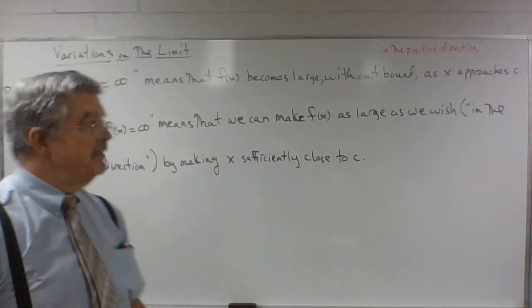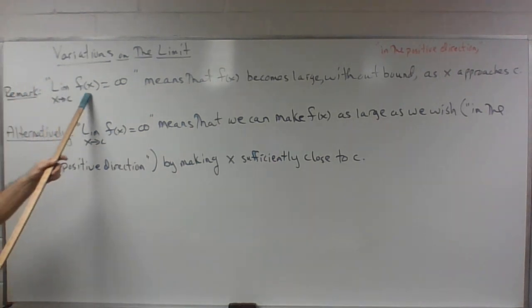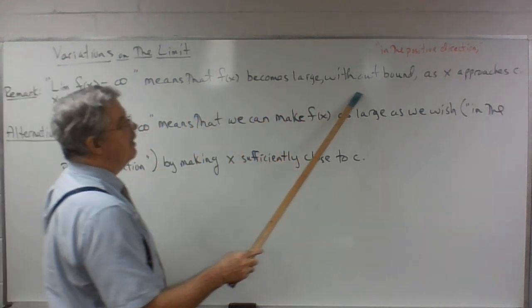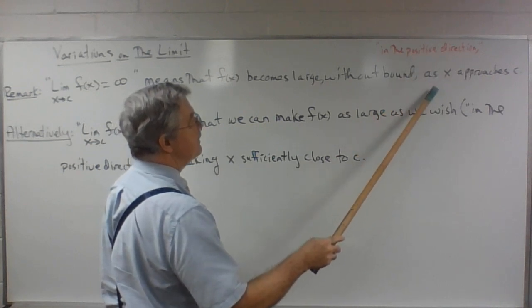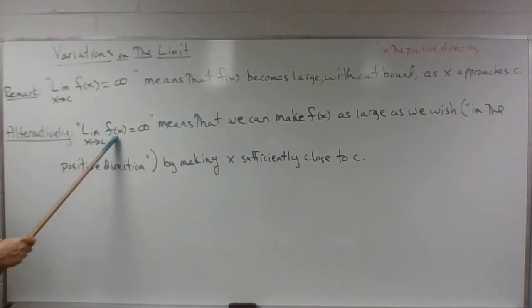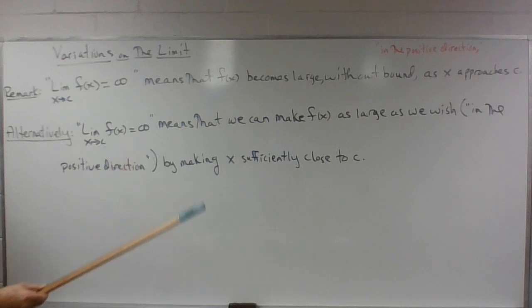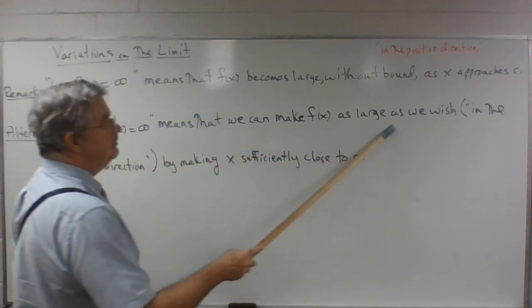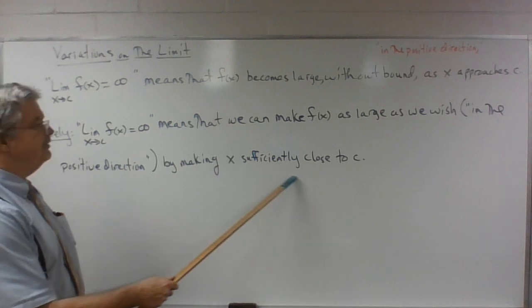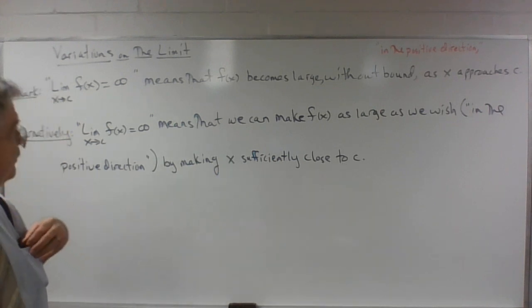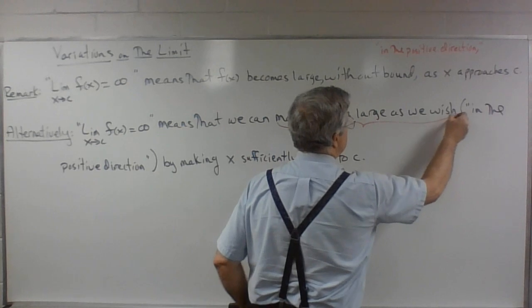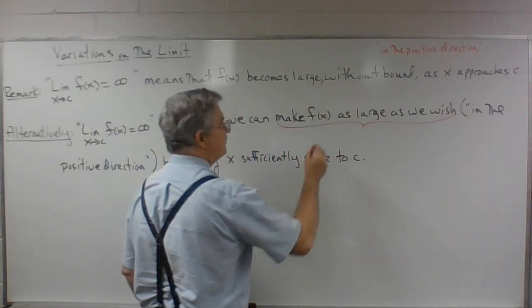A variation on the limit theme. The limit of f of x as x approaches c equals infinity means that f of x becomes large without bound in the positive direction as x approaches c. Alternatively, we can say the limit of f of x as x approaches c equals infinity means that we can make f of x as large as we wish in the positive direction by making x sufficiently close to c. So let's see. We can make f of x as large as we wish in the positive direction. How large?